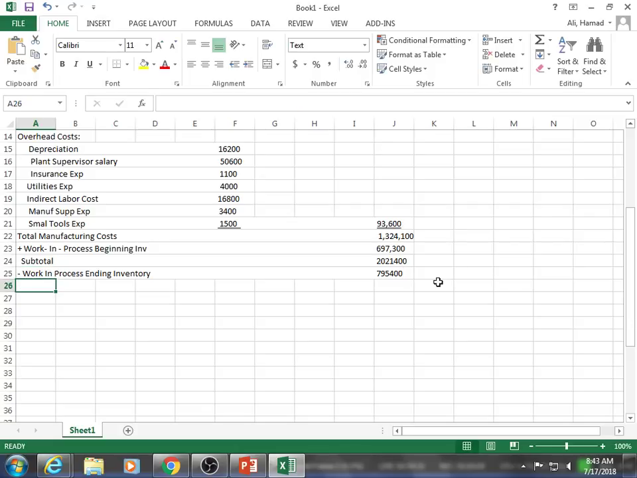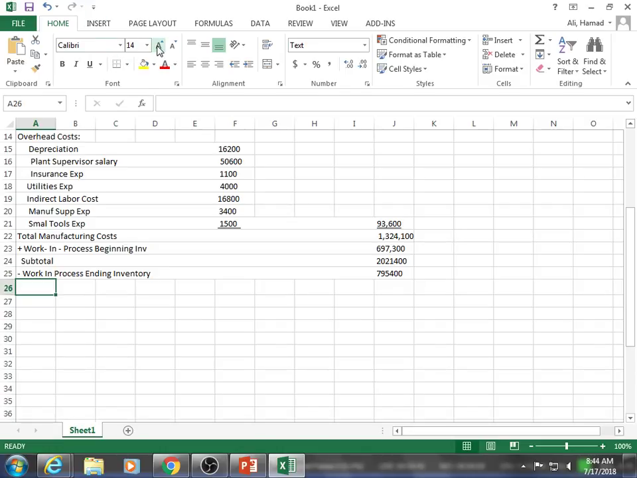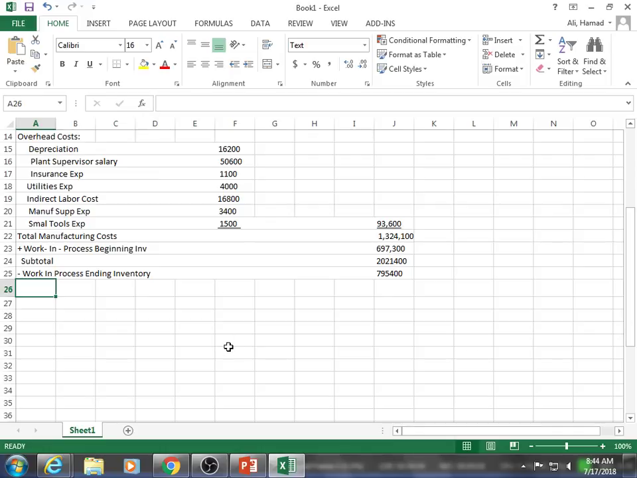So the result is going to be cost of goods manufactured. I'm going to increase the font and let me also bold it. Cost of goods manufactured. Okay.